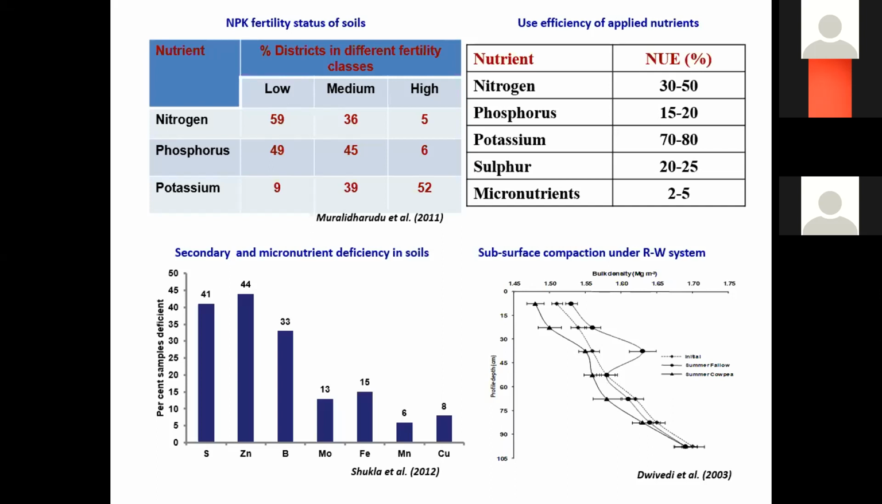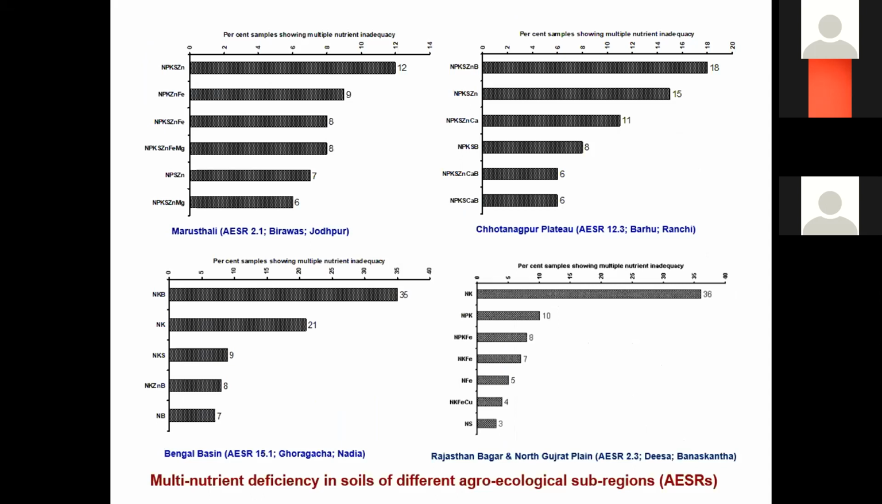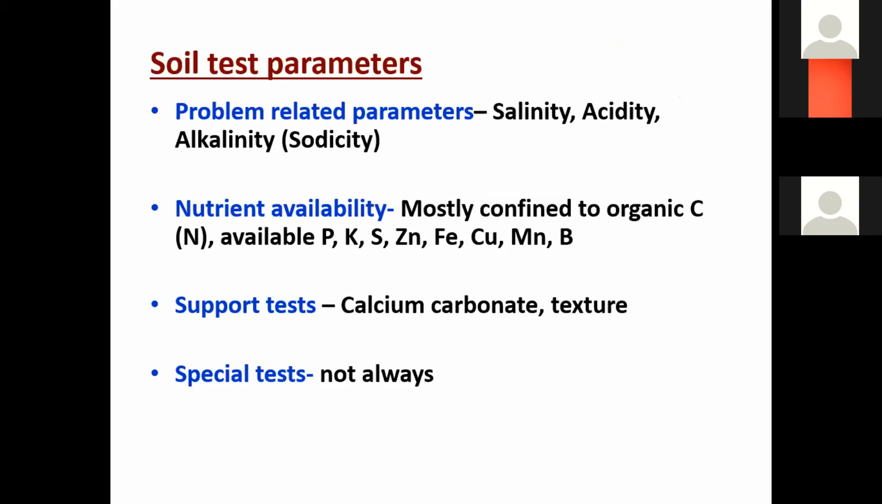So these are the major concerns, and these are some examples of how we assess the multi-nutrient deficiencies in our Indian soils. Here you can see, out of 100, how many samples are deficient in more than 2 nutrients. Sometimes 5 or 6 nutrients are deficient in many areas. These are the important parameters that we have to assess, either through a soil testing lab or a digital soil testing kit, whatever is available. First, the problem-related parameters: salinity, acidity, alkalinity, nutrient availability. Mostly your organic carbon, then available NPK, zinc, iron, copper, manganese, boron.